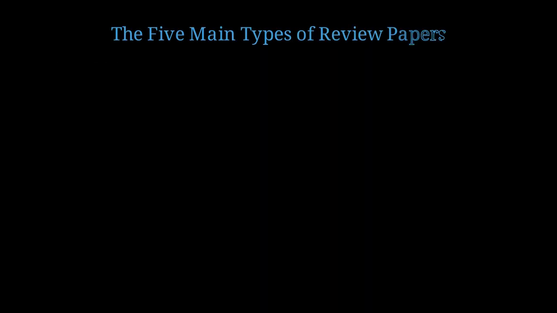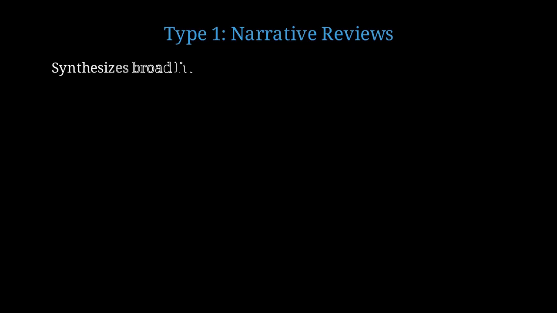There are 5 main types of review papers, each serving a different purpose. Let's explore each one in detail. The first type is the narrative review. This is the most traditional and flexible form of review. Narrative reviews synthesize broad literature without following rigid methodological protocols.